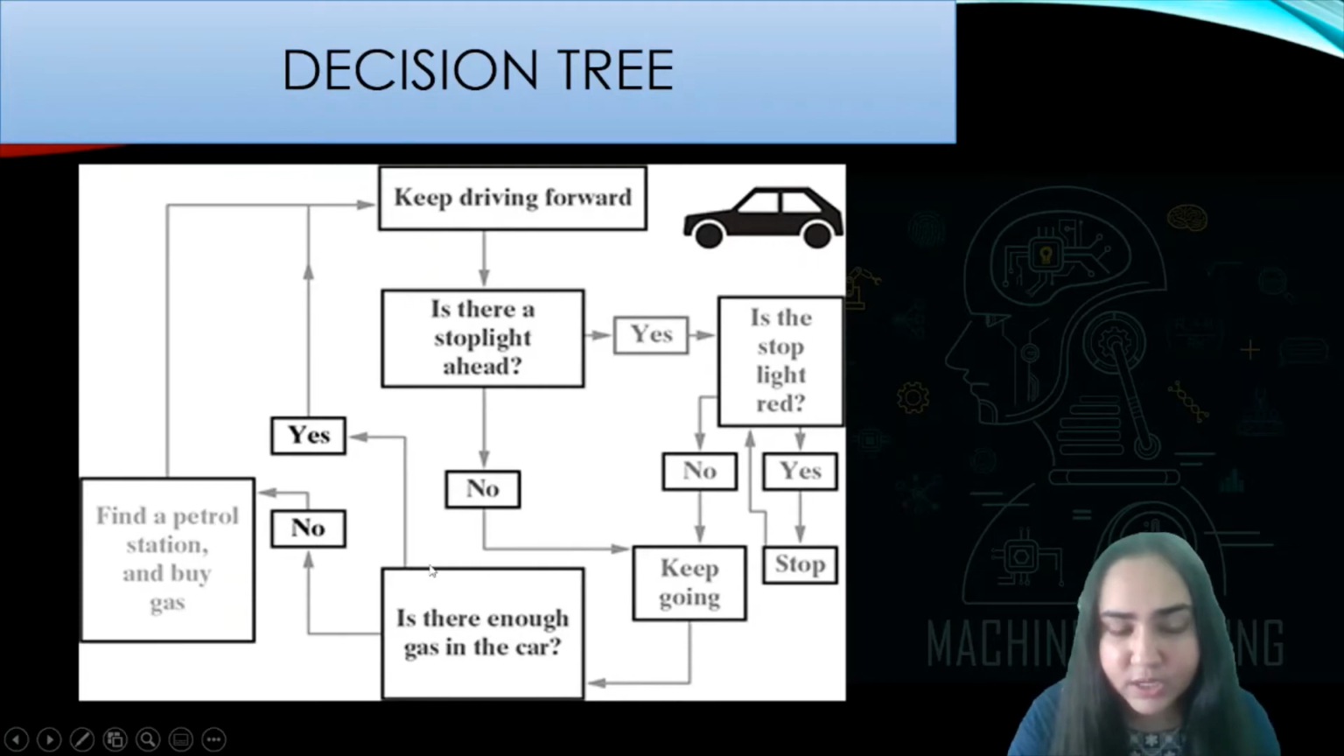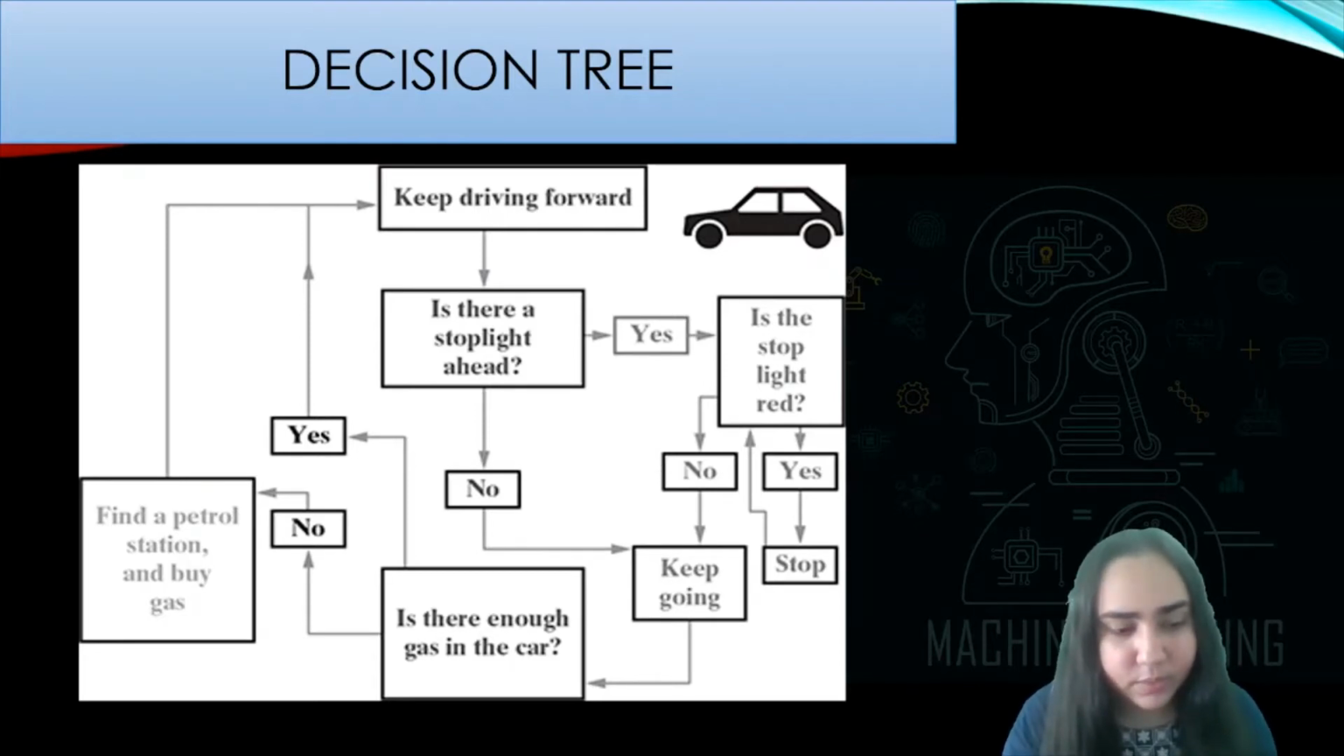The next thing you're checking is if there is enough gas in the car. If it is true, then you'll keep driving forward. If it's not, then you will find a petrol station, buy gas, and then keep driving forward. So this is what a decision tree looks like. Decision trees are nothing but a bunch of rules that you apply on your data in order to classify them properly.